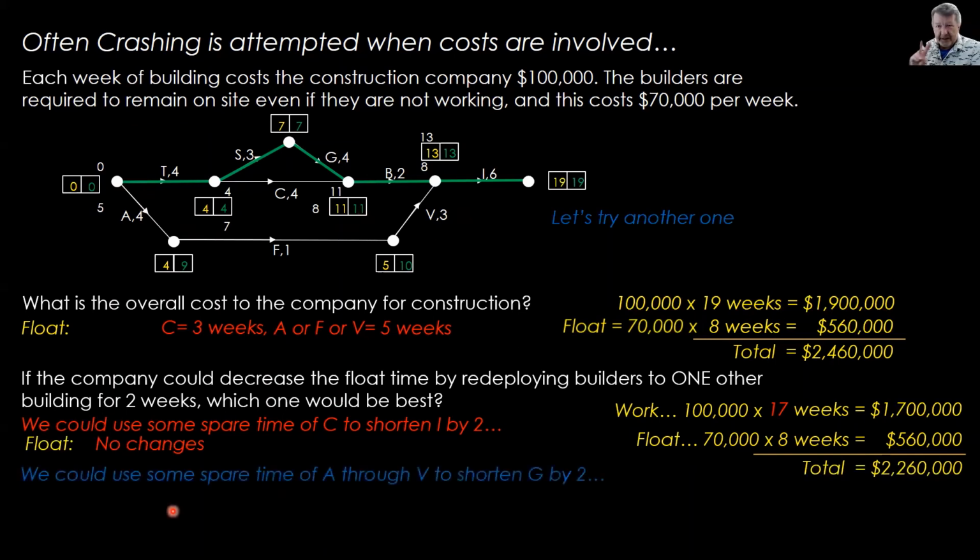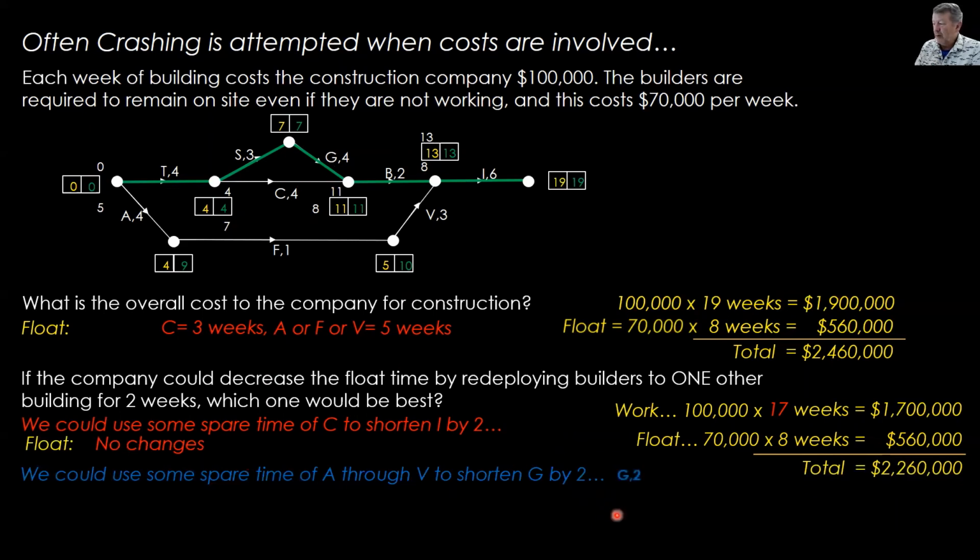We only can save 2 weeks, so some spare people in V to G. Oh, sorry, A through V, and then try and shorten G. Let's try that. Well, G is in the middle there, so that's good. Let's try and shorten that. As you see, we've got 3 weeks to catch up there. If we can shorten that down, that might be useful. Let's have a look what happens here.